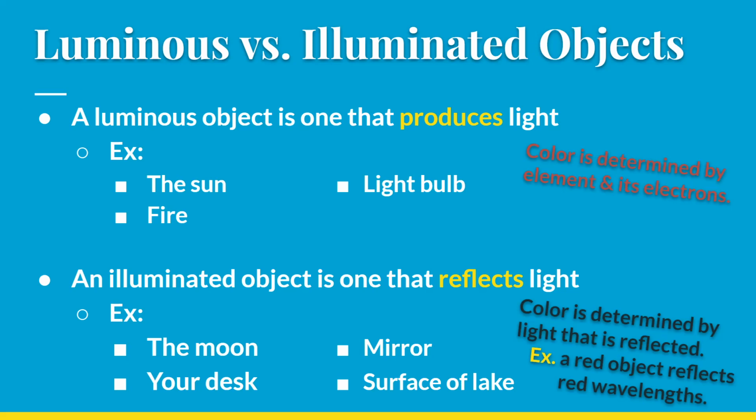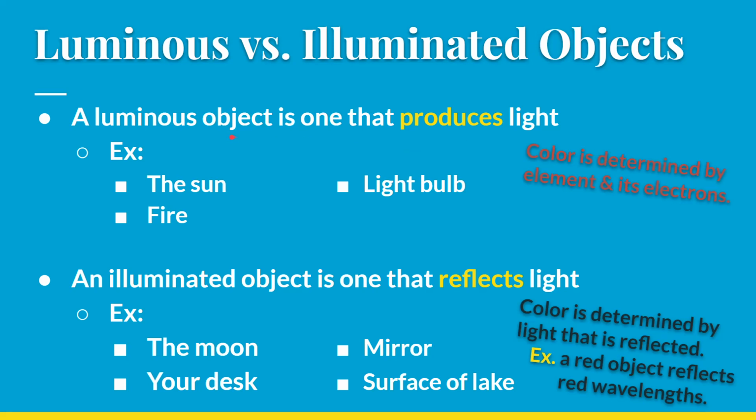An illuminated object, sometimes called a non-luminous object, is one that reflects light. So it's something that you see because you have light coming from that to your eye, but the object itself isn't producing the light. The moon reflects the sun's light. That's why we see it in the sky at night. It is a good example of an illuminated object. It does not make its own light. The desk you're writing on, a mirror, surface of a lake, basically anything else that you can see that doesn't make its own light is going to be an illuminated or non-luminous object.